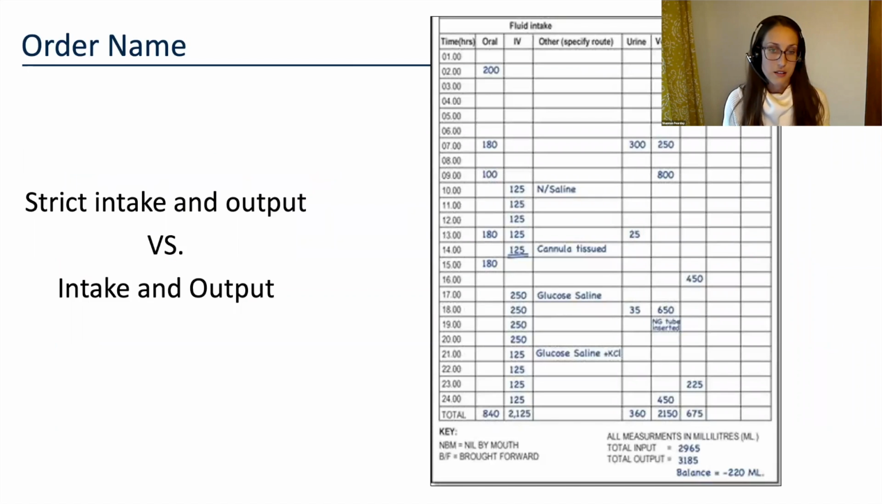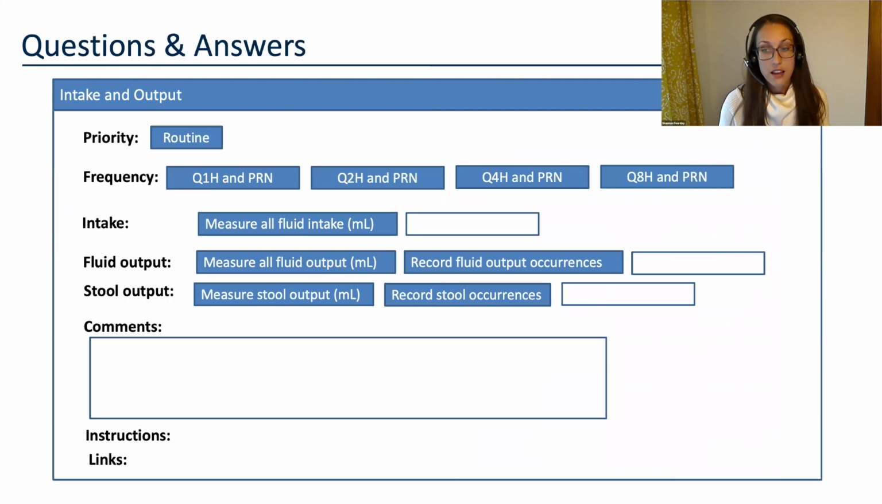This is one of the examples I had to deal with, where we had two orders: one called strict intake and output, and the other called intake and output. We asked the nurses and the providers what the difference between these two was, and we got different answers from everyone. That's concerning, because when the provider has one expectation and the nurse has a different expectation, the patient may not be receiving the care they should. So we changed that around.